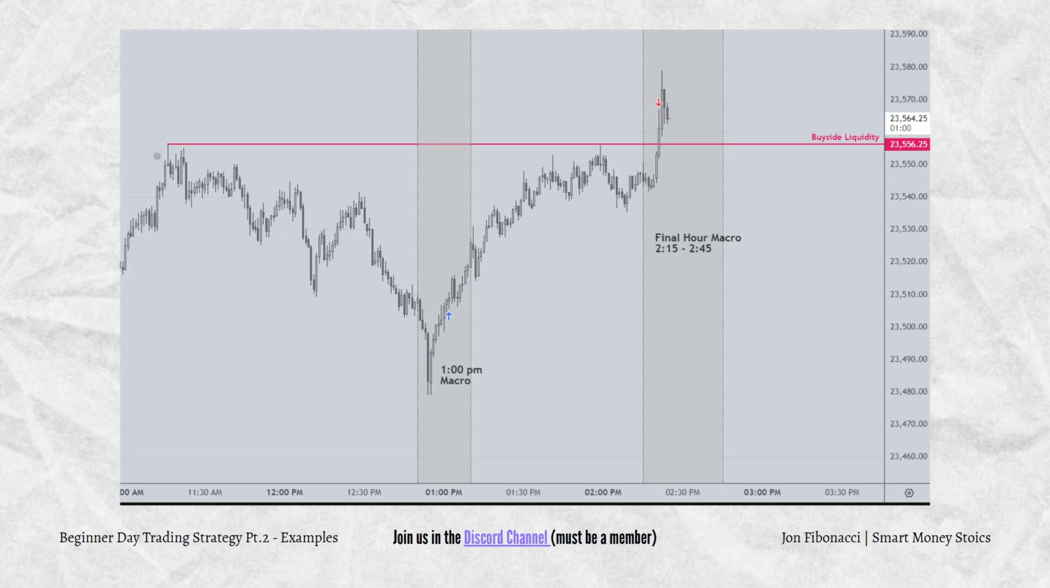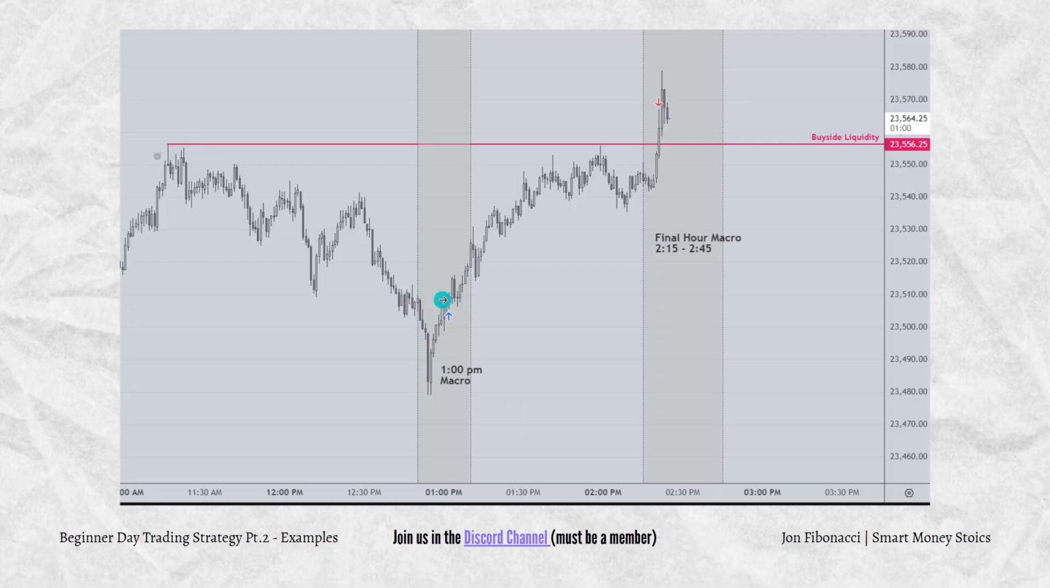If you have never heard of what a macro is, it is the first and the last 10 minutes of every hour, except for the final hour, which is 2:15 to 2:45 Central Time. So to give you an example, the 1 p.m. macro would be 12:50 to 1:10. It's the last 10 minutes and the first 10 minutes of the hour. Okay? So don't let that go over your head.